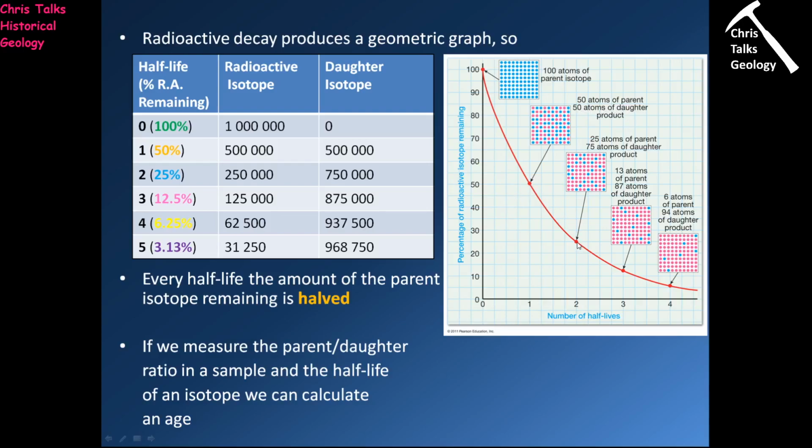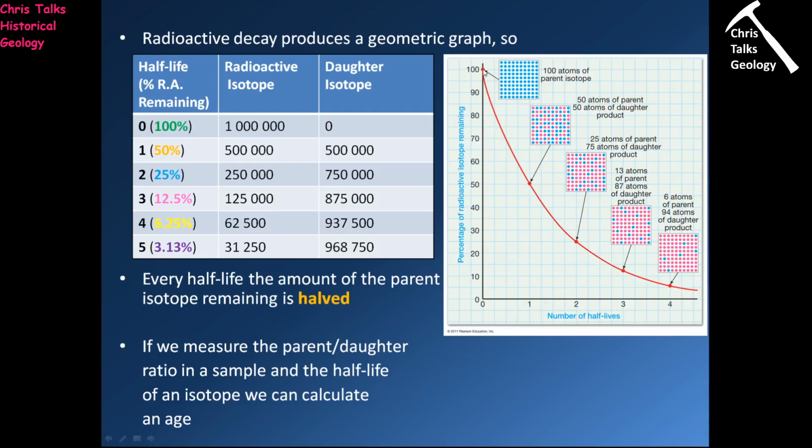From half-life 1 to half-life 2, the amount of the parent isotope halves again. So by half-life 2 we have 25 atoms of the parent isotope and 75 atoms of the daughter isotope. From half-life 2 to half-life 3, the amount of parent isotope halves again, so now we have 13 atoms of the parent isotope and 87 atoms of the daughter isotope. From half-life 3 to half-life 4, it halves again, so we now have 6 atoms of the parent isotope and 94 atoms of the daughter isotope. So every time we go from one half-life to another, the amount of the parent isotope is divided by 2.